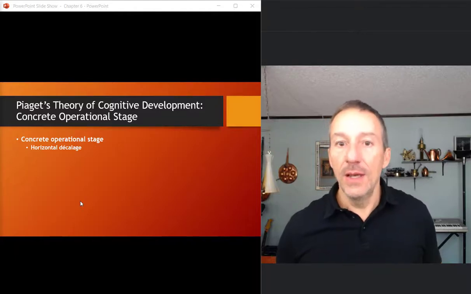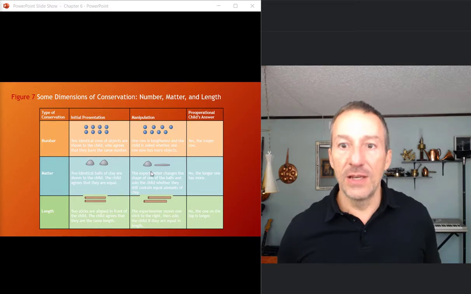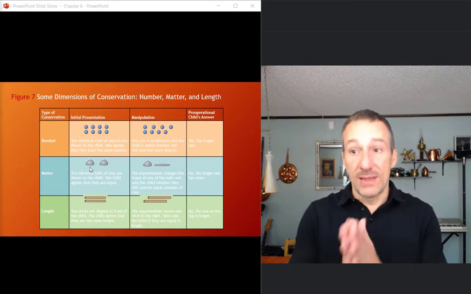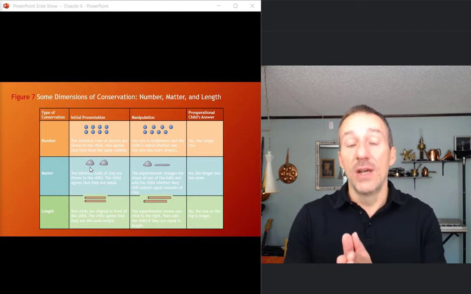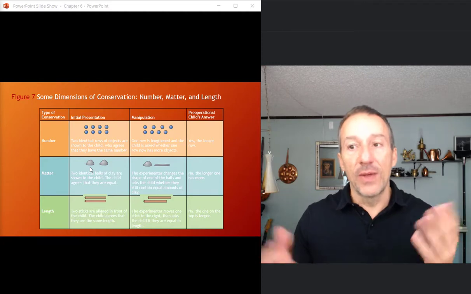And so in this stage, going back to what we were talking about in the last video, the idea of the two balls of clay where you smash one down and ask which one has more. At this stage, the concrete operational stage, they can mentally reverse you smashing that down, and they can say they both have the same amount.